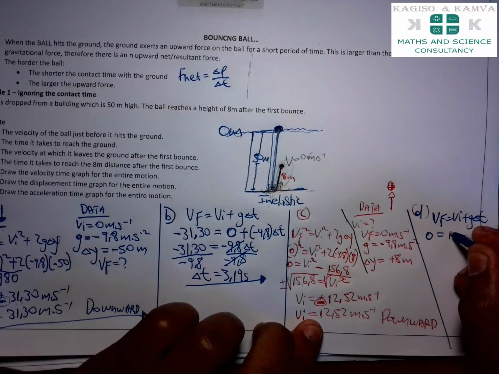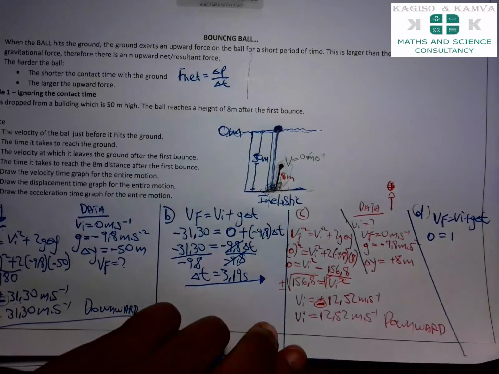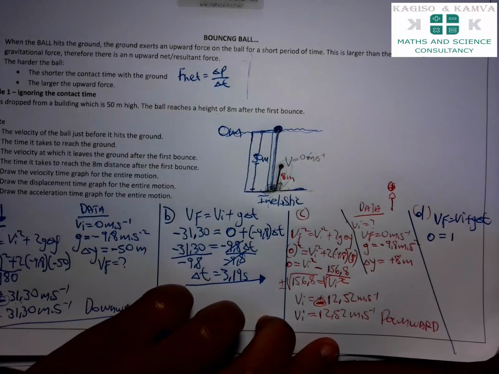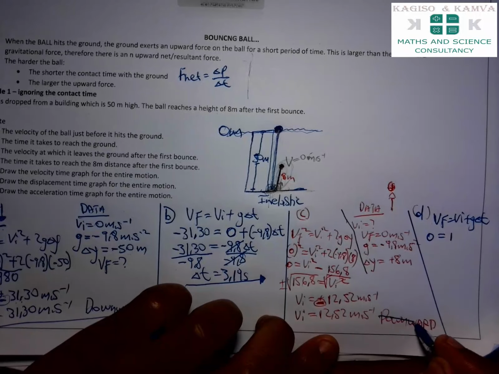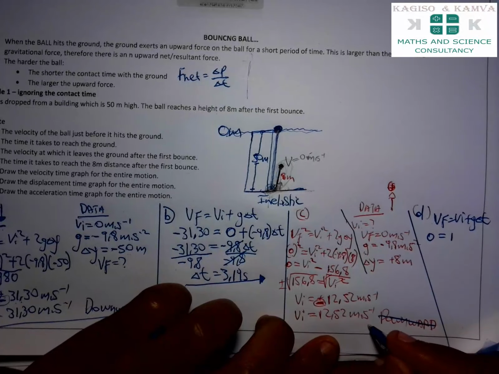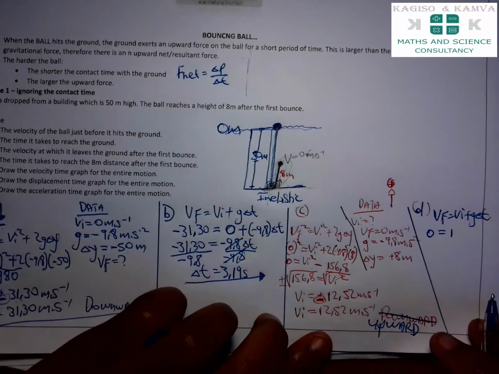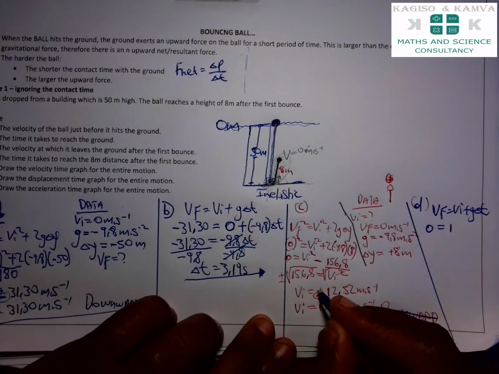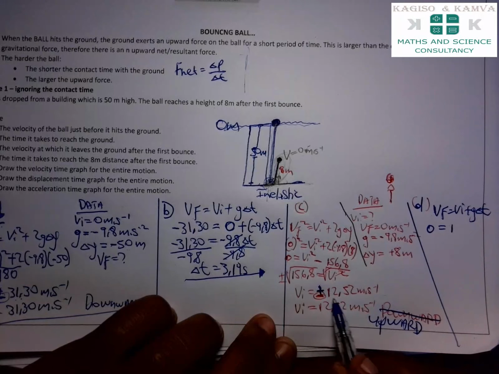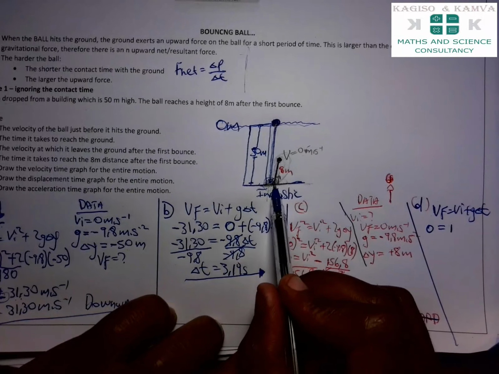Sorry for that. This was not supposed to be downward. This was supposed to be upward. Sorry for that mistake, simply because this ball is going up, so this positive one is the correct one. It's not going down because the ball is going up.